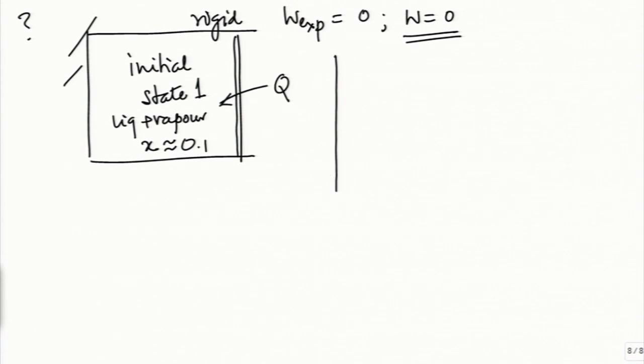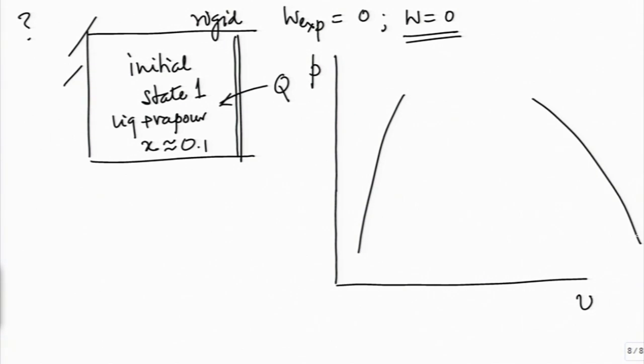Okay. Now, you have a Q across this. And what is the process? The process will have to be a constant volume process. So, if you plot it on the PV diagram, let us say the volume is fixed, the process can only be like this. Let us say this is your initial state, state 1. Are you going to supply heat to it or reject heat? Reject it. Is Q greater than 0 or Q less than 0? Q is negative.